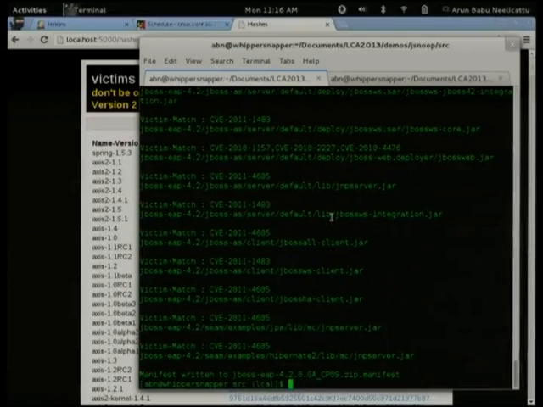So this is pretty handy for system admins, or whoever wants to look at what deployed apps they have and figure out what vulnerabilities they're vulnerable to.